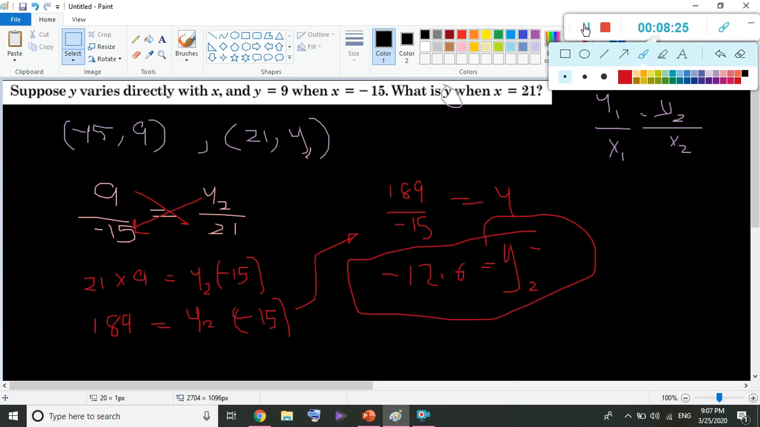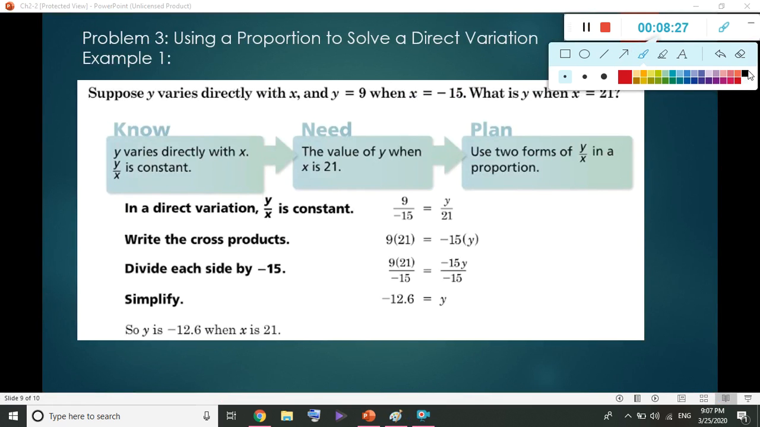Let's check our answers. Yeah, so again we made the cross multiplication over here. It's going to be 9 times 21 equals negative 15 y. So they divide everything by negative 15. We got negative 12.6. So y is negative 12.6 when x equals 21.